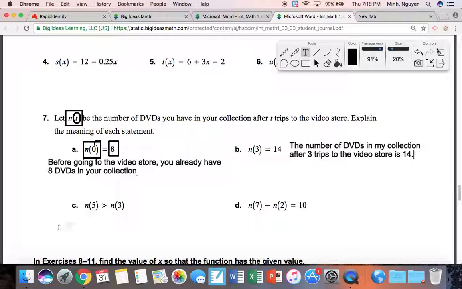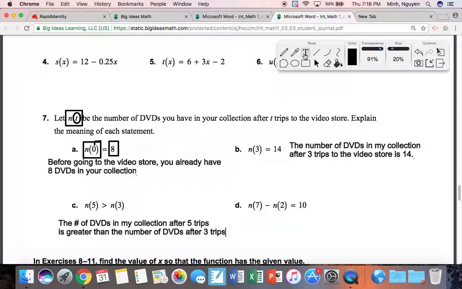Here, the number of DVDs in my collection after 5 trips is greater than the number of DVDs after 3 trips. 5 trips greater than 3 trips. And remember, it's not just trips, but the number of DVDs.